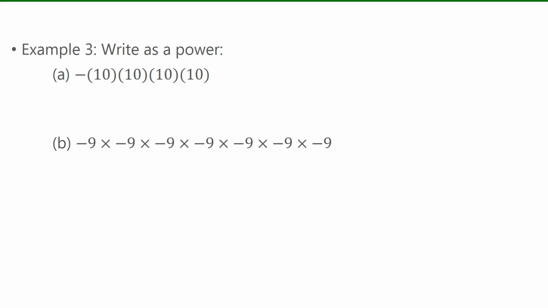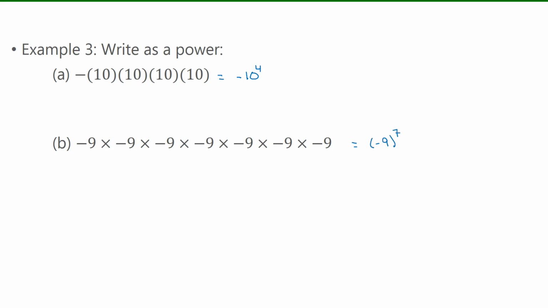Now for this last example, we have something already written out in expanded form as repeated multiplication, and we have to write it as a power. Now in A, we have 10 multiplied by itself 4 times, the negative in the front, so it looks like that. Now B, we have negative 9 multiplied by itself 7 times, so we have negative 9 to the power of 7.